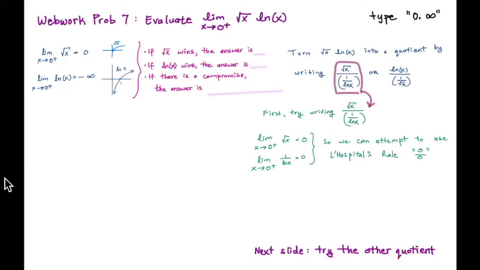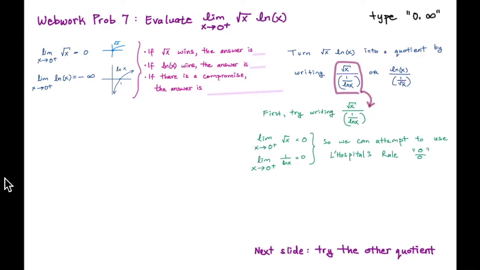Next, we have another situation that is called of type 0, infinity. We're not going to learn a new rule for this because what we will do is turn the situation into a situation where we can use L'Hopital's rule, either 0, 0 or infinity, infinity.